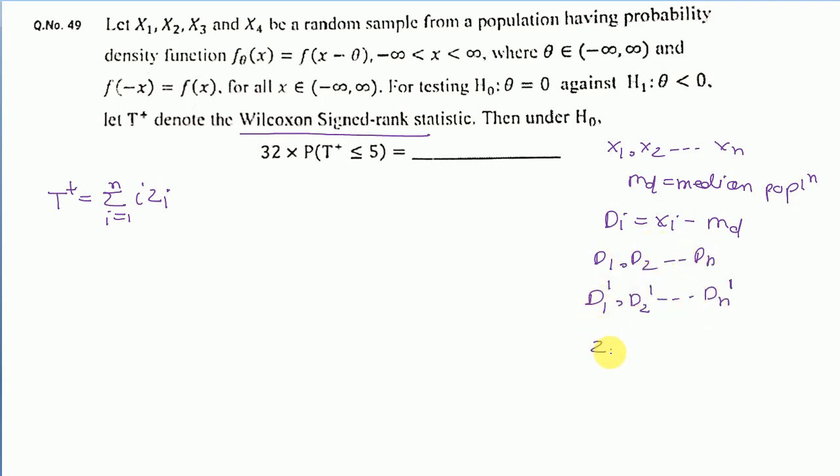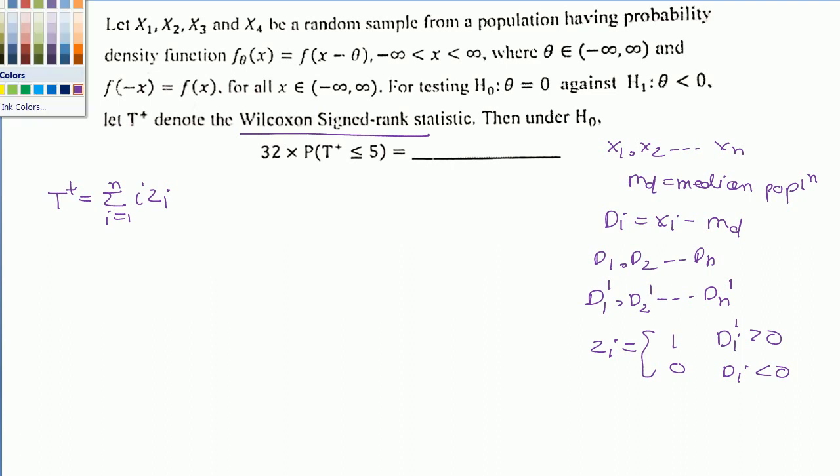So if we introduce Zi, then what does this Zi say? This Zi takes value 1 if your Di dash is greater than 0, and takes value 0 if your Di is less than 0. Fine. Now see, how many Zi will we have? It will be the same as n, the number of xi, which is nothing but n.